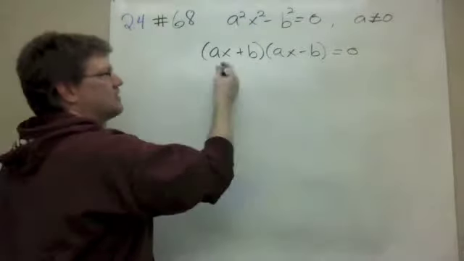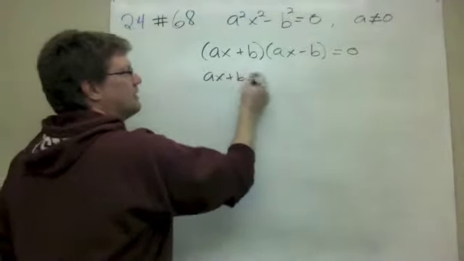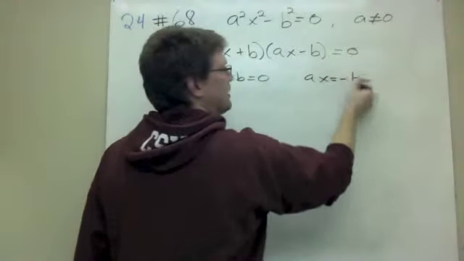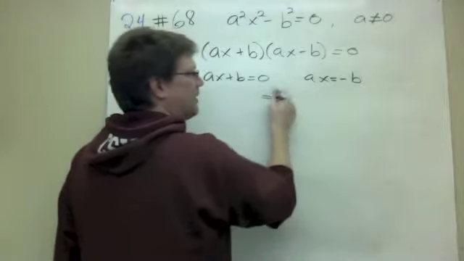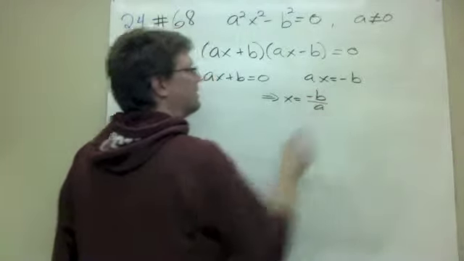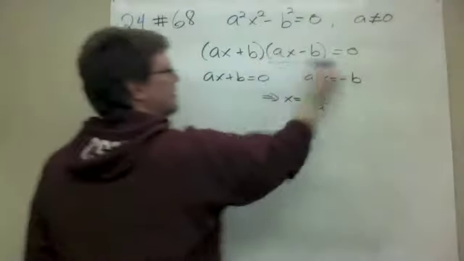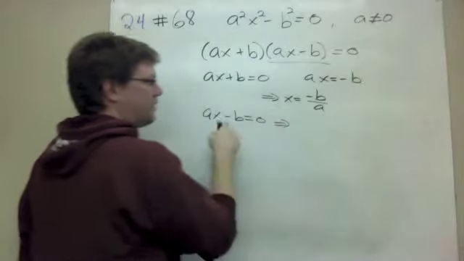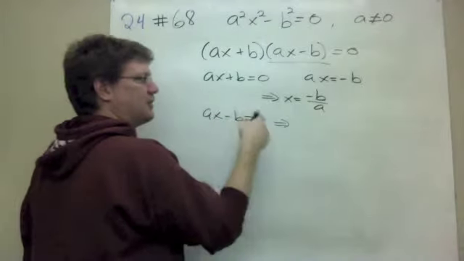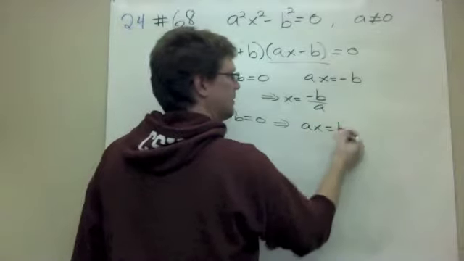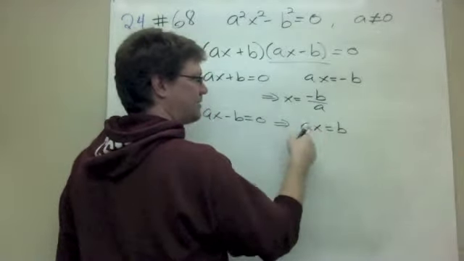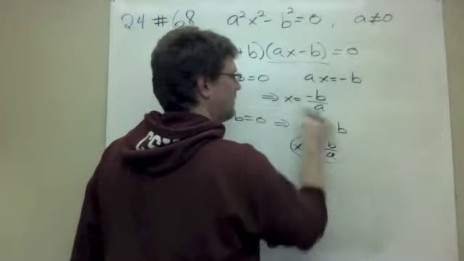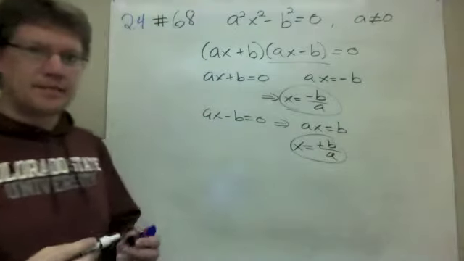So in this case, either ax plus b is equal to 0, which we subtract b to the other side, ax is equal to minus b, divide both sides by a, and you get x equal to minus b over a as one solution. Or ax minus b is equal to 0, which we can add b to both sides. It'll cancel here, become a positive b here. Divide both sides by a, it'll cancel there, becoming b over a. x is equal to positive b over a. So those are the exact same things we got last time.